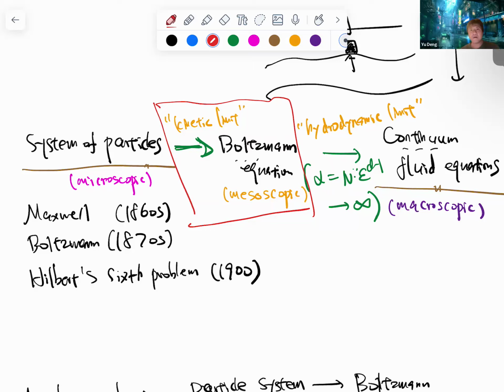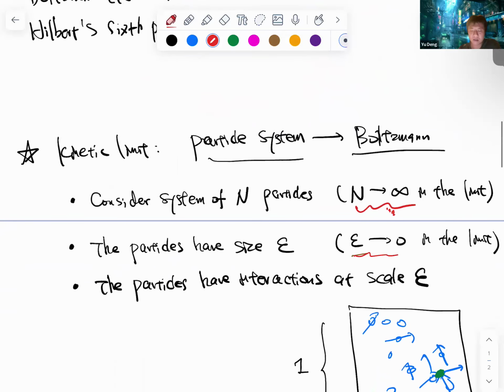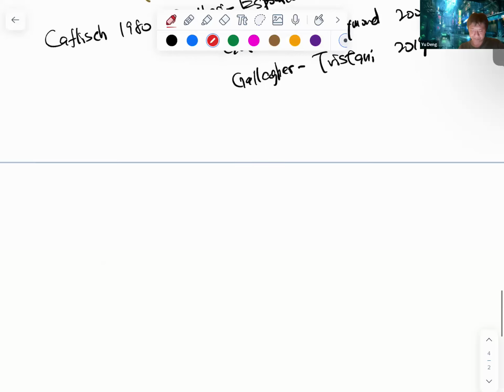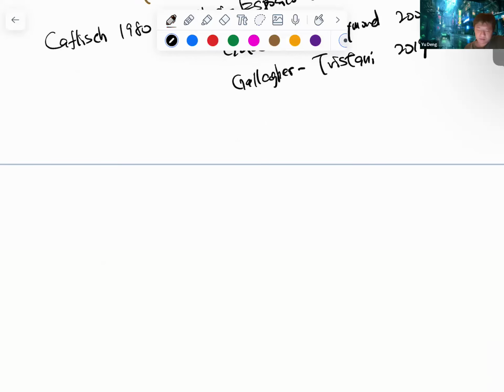Okay, so let's discuss this in more detail. The first thing I want to clarify is that we have these two parameters in the kinetic limit. The number of degrees of freedom goes to infinity, and this epsilon parameter goes to 0. There is a relation between these two parameters called the scaling law, and now we proceed with the discussion of the kinetic limit.